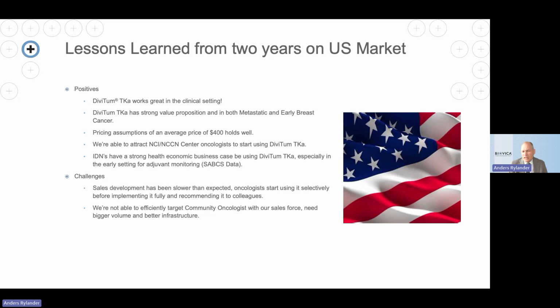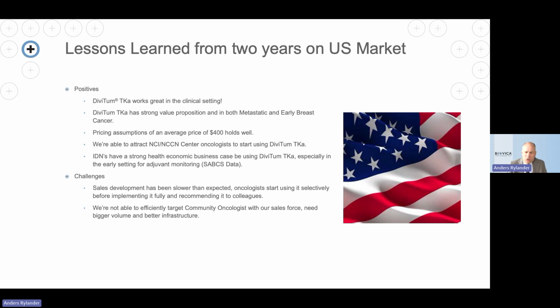Now we see more and more growth with the existing oncologists, as they have been convinced, seeing it in real life, and are now using it more and more on their existing patients, as well as recommending it to their colleagues. Great progress there.